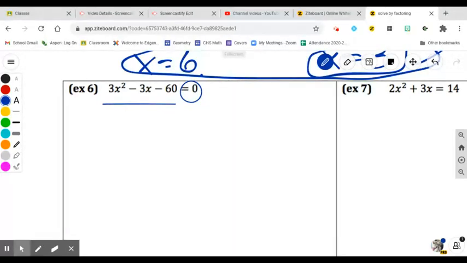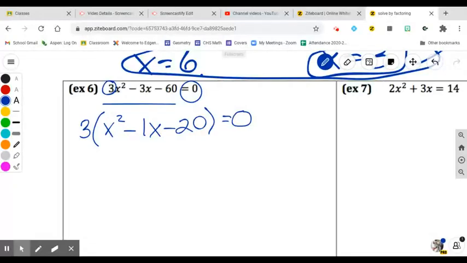Notice that in this one, a is bigger than 1. a is 3. So typically you would do the box method. But remember, I always want you to first look for a GCF. See if there's something that they all are divisible by, which this one does, right? 3, 3, and negative 60 are all divisible by 3. So the GCF here is 3. So I'm going to take out a 3 first, which we should all remember how to do. Take out the GCF.